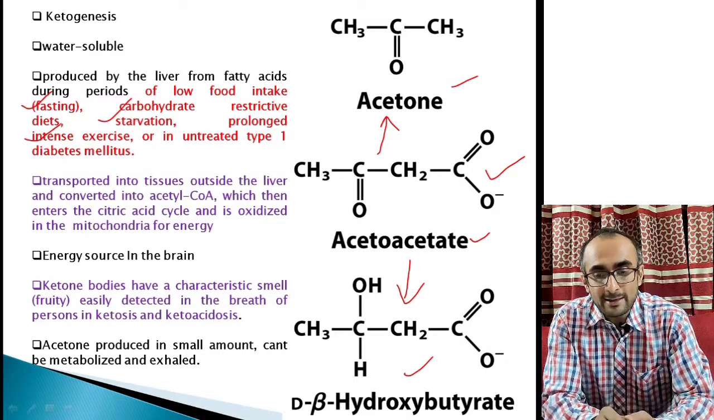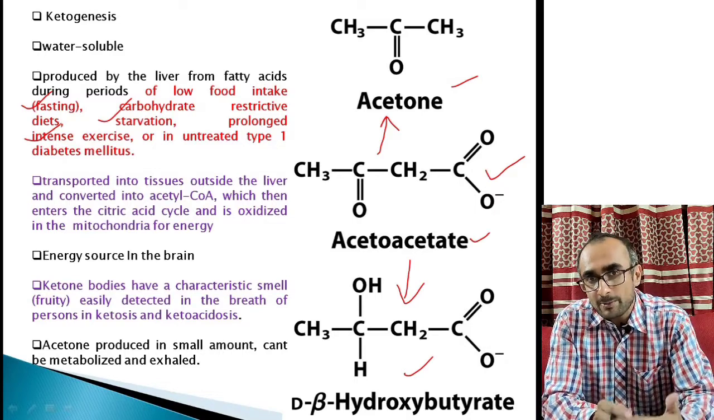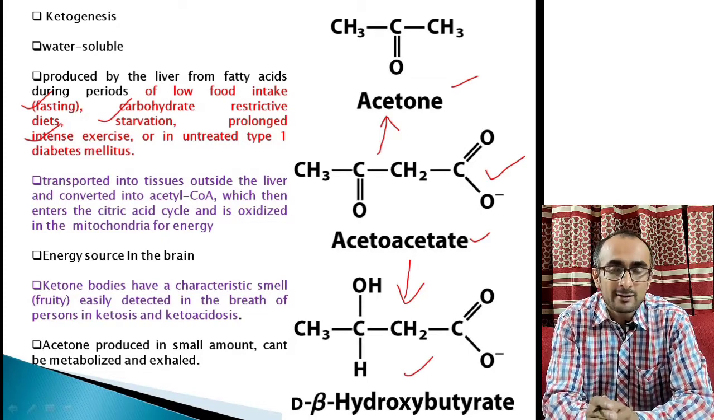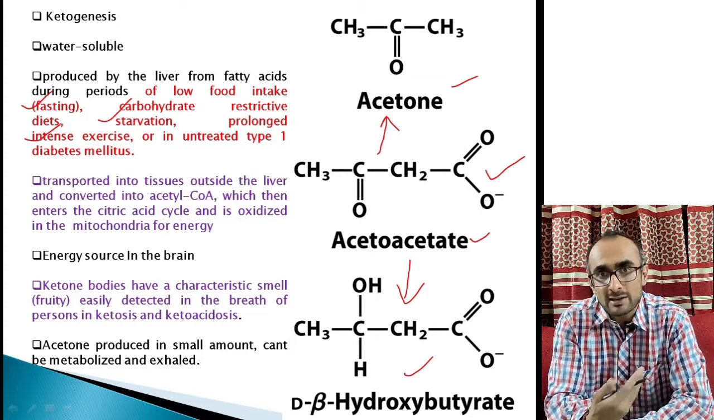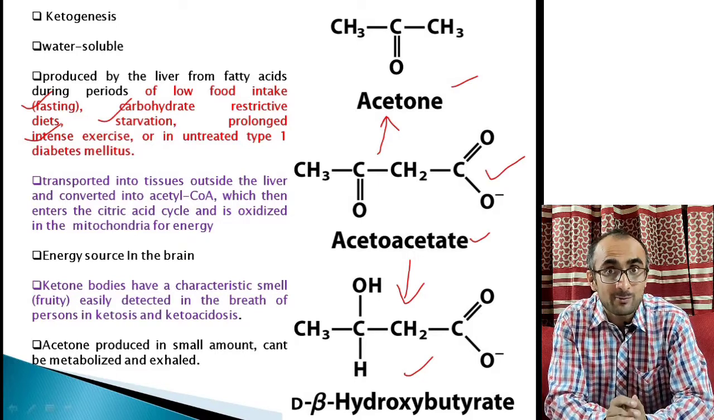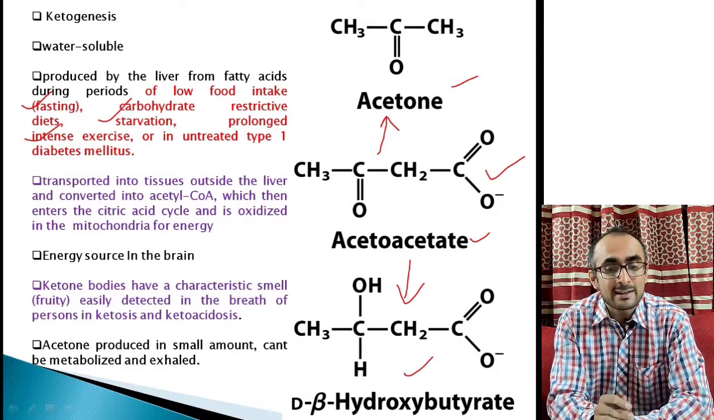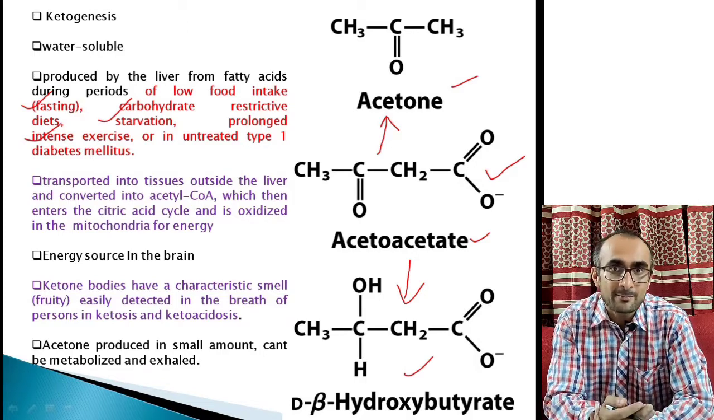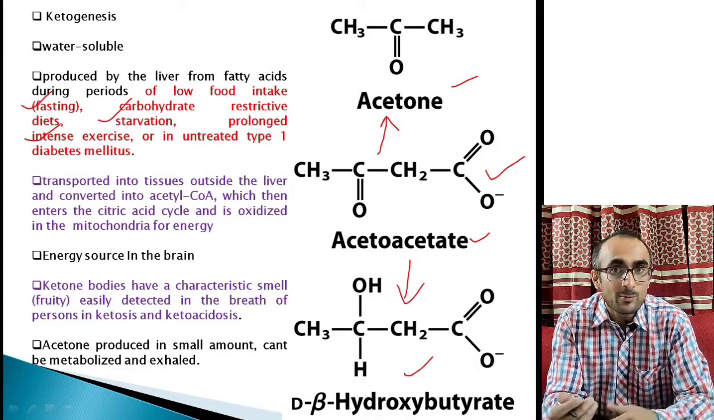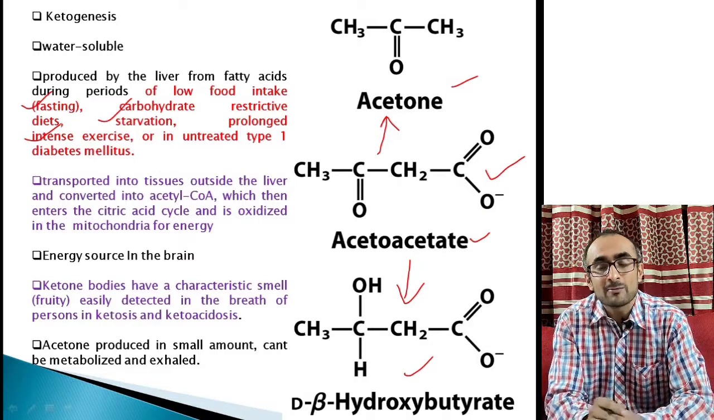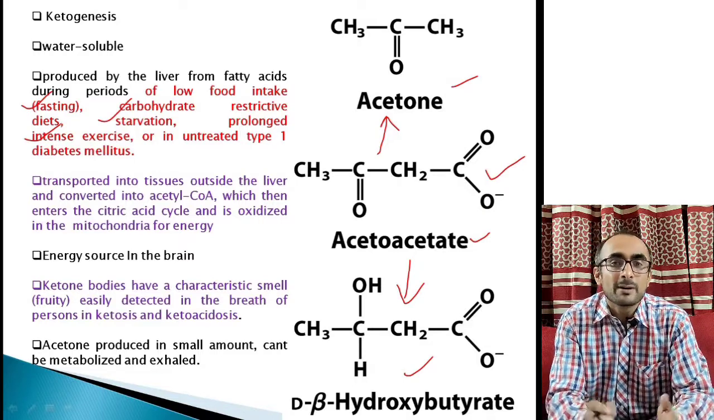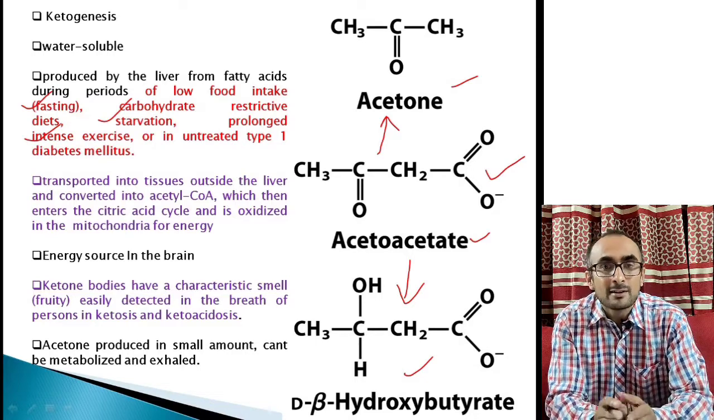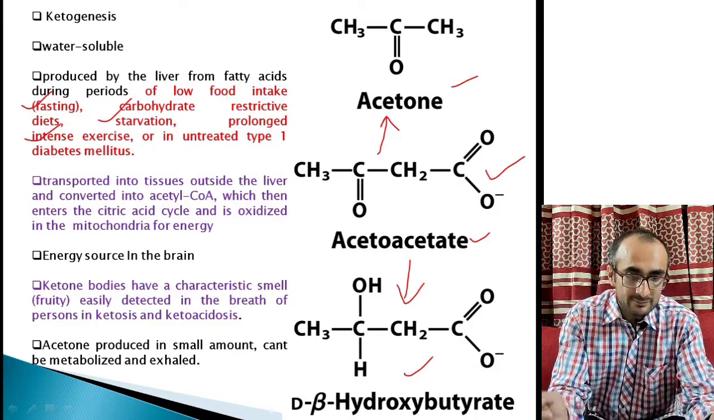The brain prefers glucose as a primary source, but besides the brain, ketone bodies are used for production of energy when glucose is not available. In fact, in the case of the brain, fatty acids cannot cross the blood-brain barrier. Only ketone bodies can do that. That's why if glucose is not available, the brain survives on ketone bodies only to get energy.